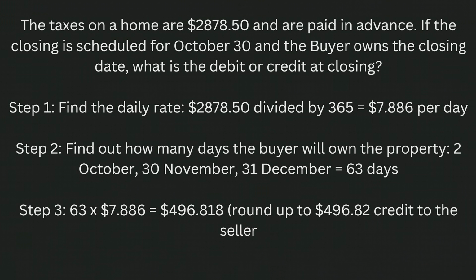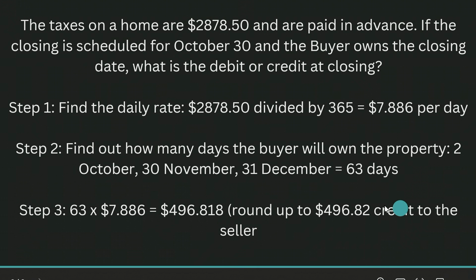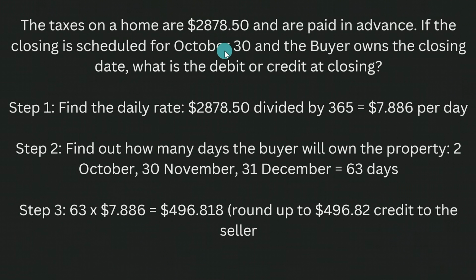Sometimes they might say use a 360-day calendar, 30 days, making it much easier for the math. Sometimes they're going to make you do it 365 if you're prorating. So read the question and see what they want you to do. Basically we had 2 days left because we know when they were closing, right? Because they owned the day of closing, that's the 30th, and then the 31st, which is 2 days.